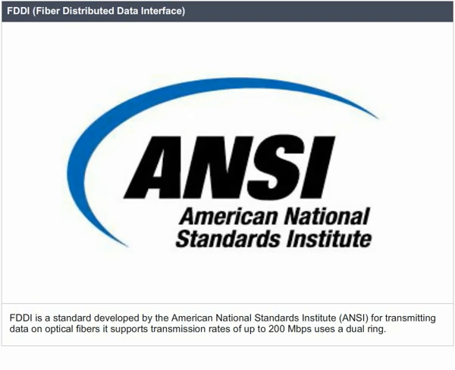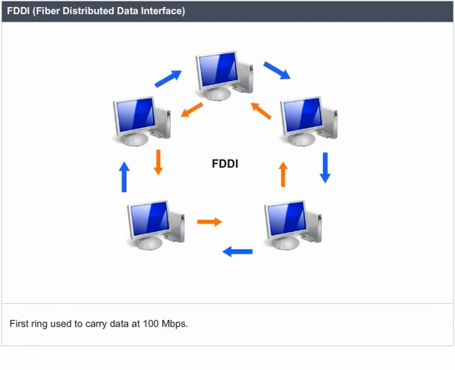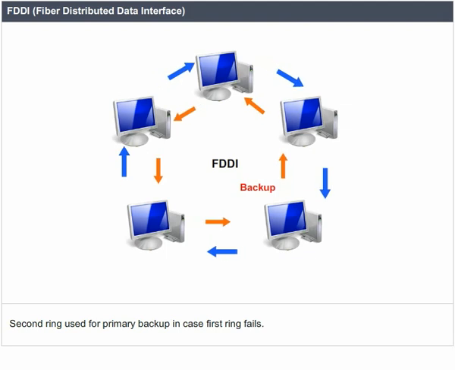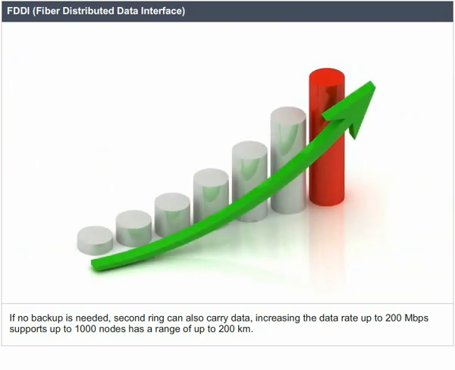FDDI, Fiber Distributed Data Interface. FDDI is a standard developed by the American National Standards Institute for transmitting data on optical fibers. It supports transmission rates of up to 200 Mbps and uses a dual ring. The first ring is used to carry data at 100 Mbps. The second ring is used as a primary backup in case the first ring fails. If no backup is needed, the second ring can also carry data, increasing the data rate up to 200 Mbps. It supports up to 1000 nodes and has a range of up to 200 km.